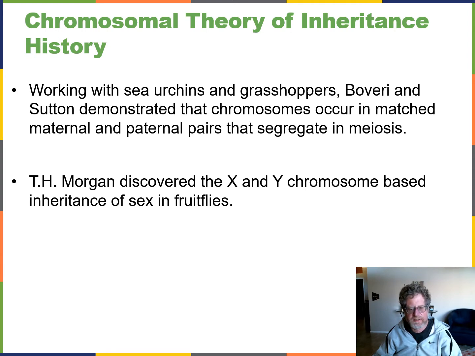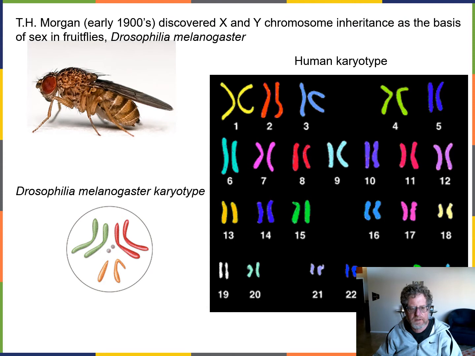So this is what it says, that Boveri and Sutton worked with sea urchins, that was Boveri, and grasshoppers, that was Sutton, and showed that chromosomes occur in matched pairs that separate in meiosis. And then a scientist by the name of T.H. Morgan discovered the X and Y chromosomes and which chromosomes are involved in sex. And he did it in fruit flies. So the little flies you see hovering around bananas sometimes. So that was also in the early 1900s. So by the early 1900s, we had a chromosome theory of inheritance. Here's a karyotype from humans, and here's a karyotype from a fruit fly.